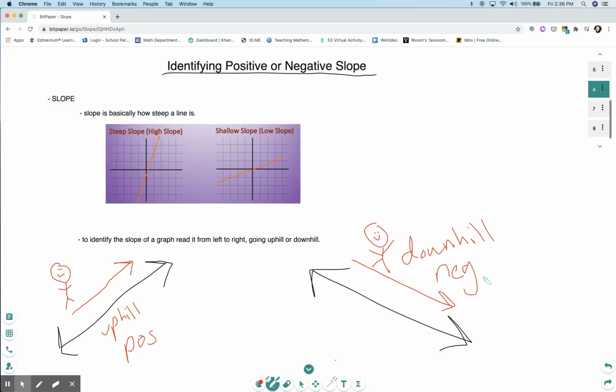Okay, so this is kind of a little trick that you can do. I do encourage you to draw those running people. That is going to help you remember how to determine if lines are positive or negative. So please draw these little running guys, and then pause the video if you need to catch up. I'm going to keep moving on.